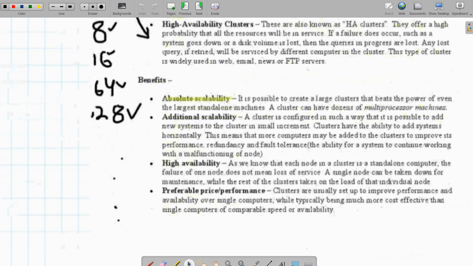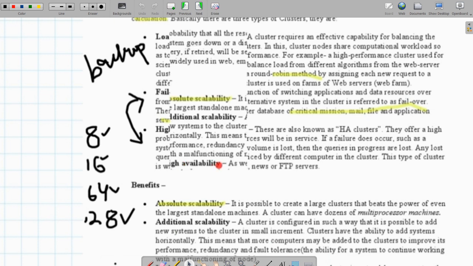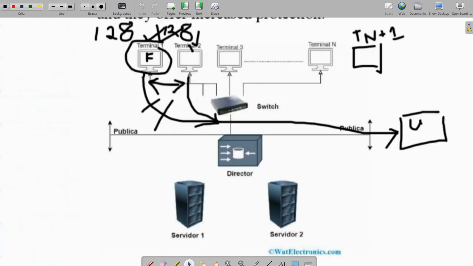High availability. As we know that each node in a cluster is a standalone computer, the failure of one node does not mean loss of service. It is obvious from our previous discussions. Just think, if a particular machine goes off, nothing happens. The entire computational task can be done by using the remaining terminals or remaining nodes in the architecture. So this is basically high availability. The user of this cluster computer service will not be able to understand when a node fails.